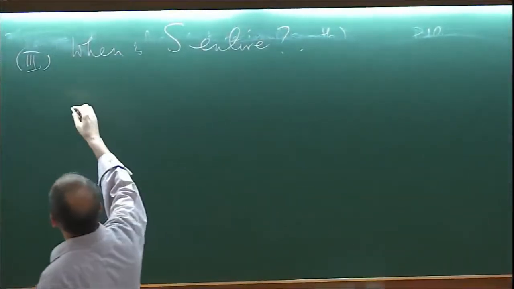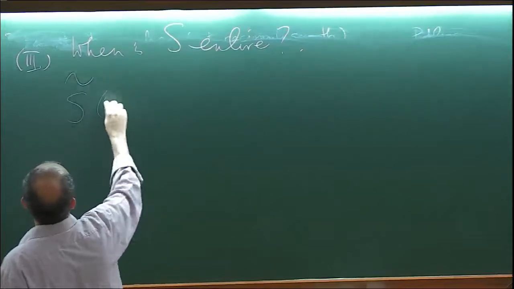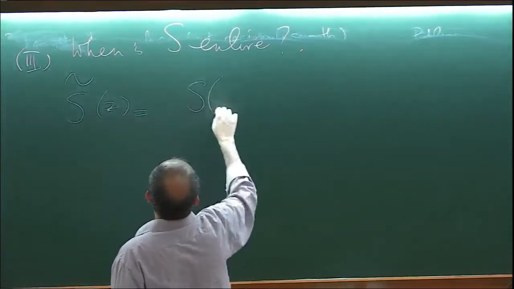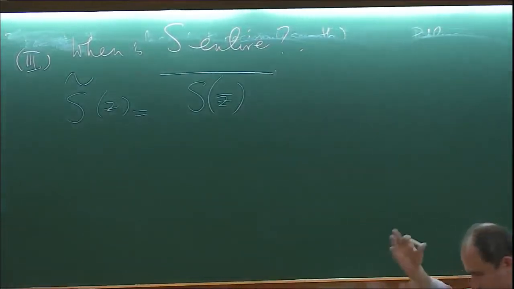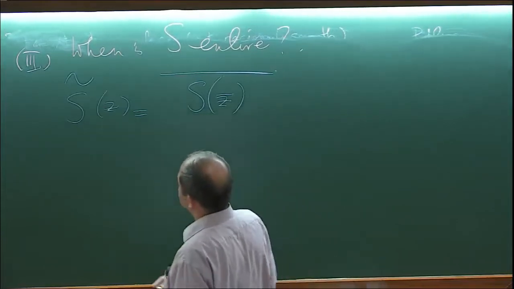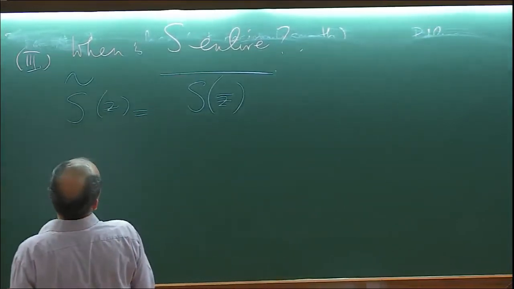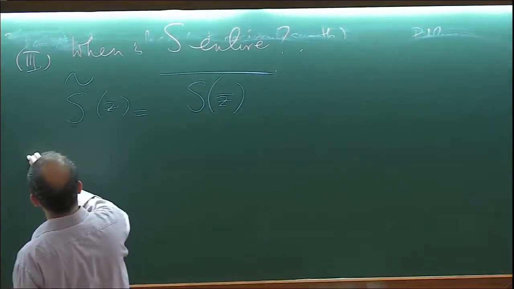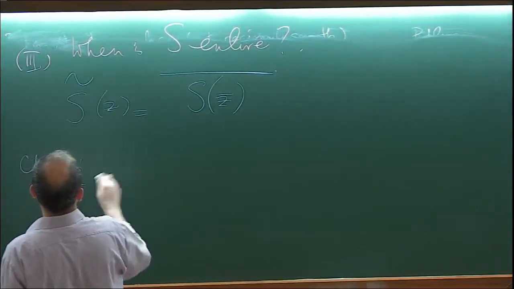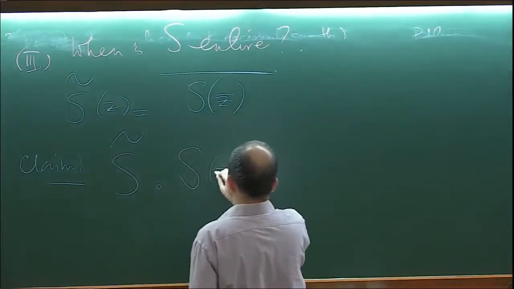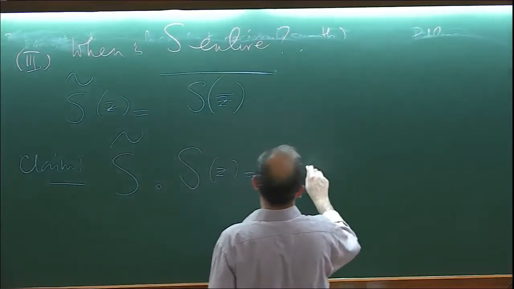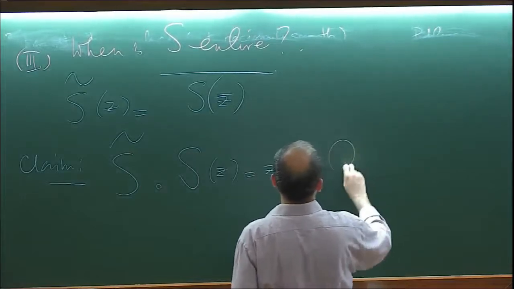So to answer this question, let's define a new function. Let's define S tilde to be S of Z bar, bar. So suppose S is entire for some curve. Let's look at this new function S tilde. This is also an entire function. And the claim is, S tilde composed with S is in fact the identity on the boundary.